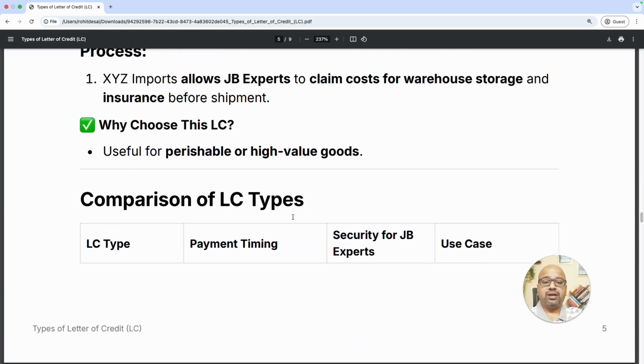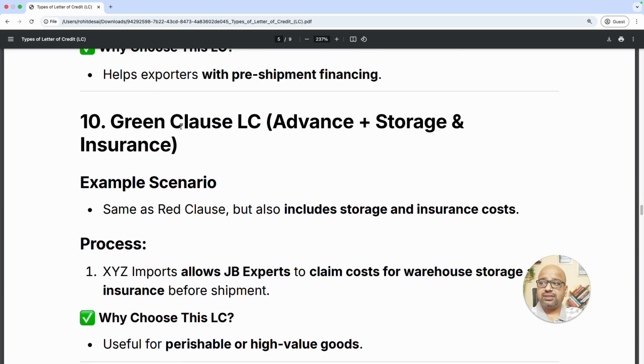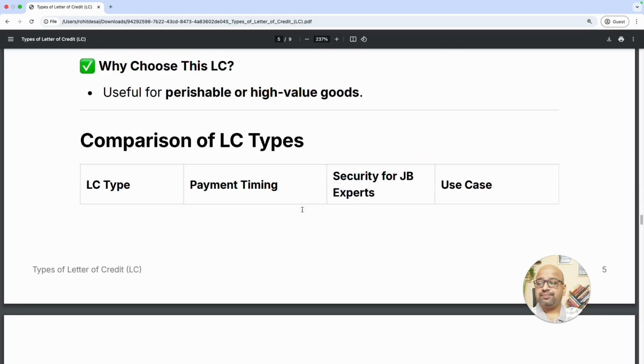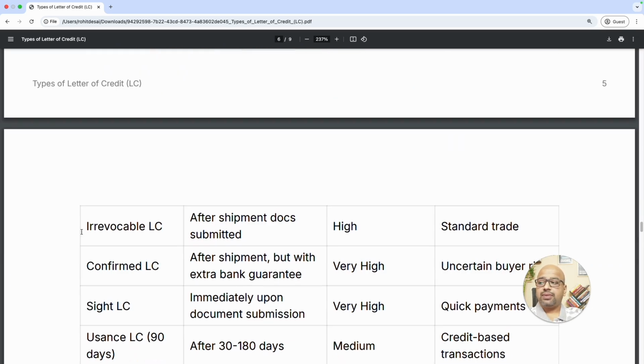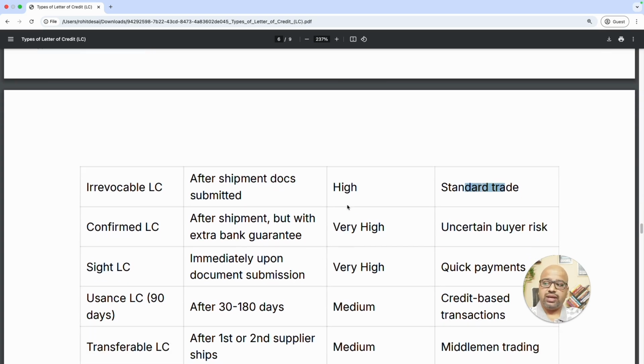Okay, let's compare all the LCs here. Okay, this is the last LC thing we can discuss. So let's discuss the use cases: LC type, payment timing and securities. Irrevocable LC is highly secure. It can be used just after submitting your documents. It's a standard trade. In all the trades you can use it.